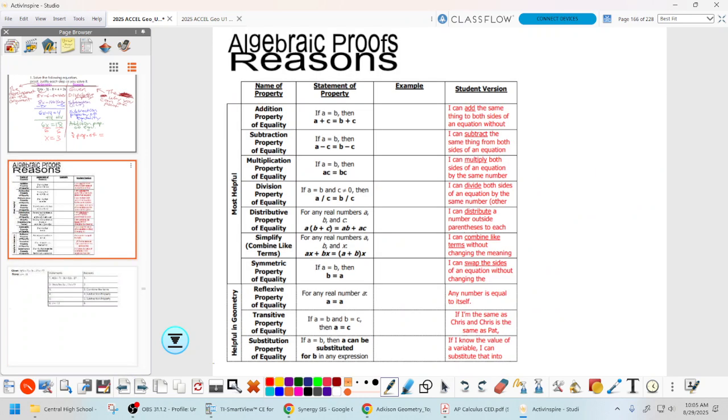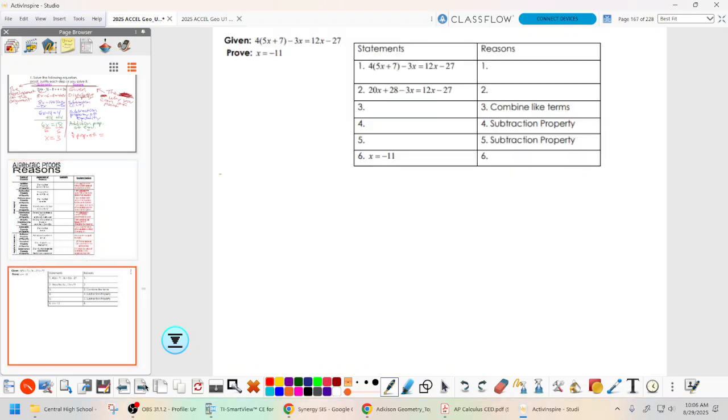Here's, by the way, just a quick list of these. We did addition, subtraction, multiplication we didn't do, but we did division. We did distributive property. We did combine like terms. But we're not going to focus on the algebra. We're going to have a whole bunch of these for geometry. So don't worry about looking at those.